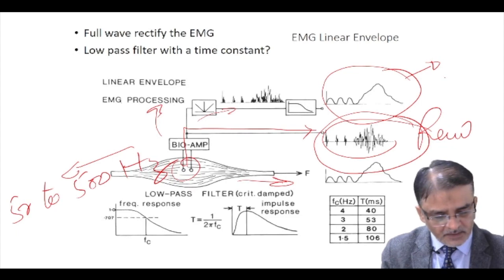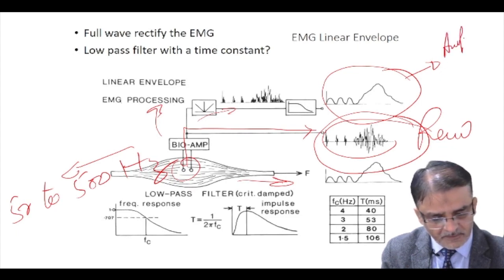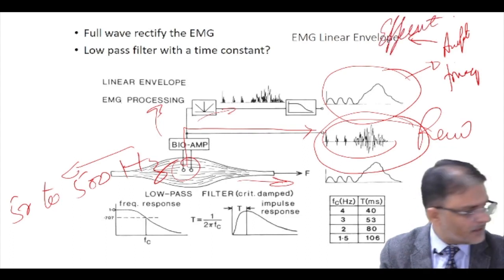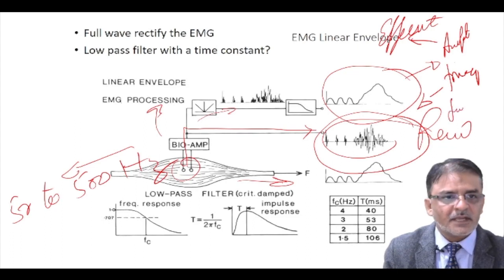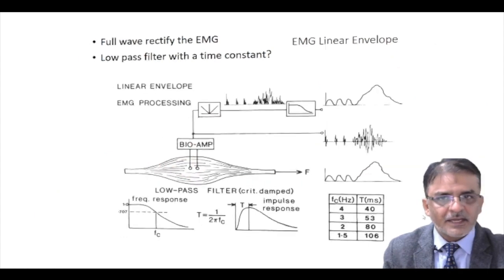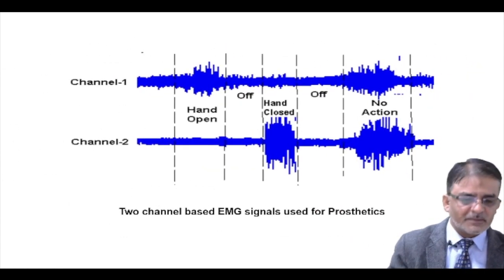When the signals are rectified, or we can say RMS signals, it gives us two pieces of information. One is amplitude and the other is frequency. Amplitude generally tells about the effort a particular muscle makes, and frequency tells us about the fatigue. These parameters help us in taking the help of the muscles.